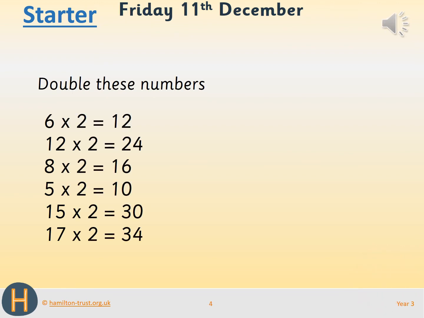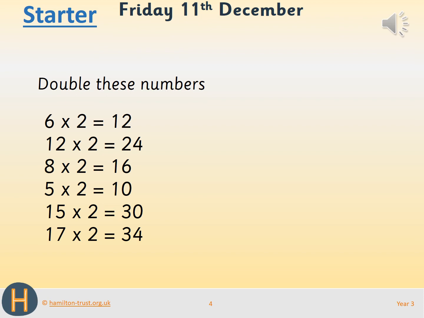Here are the answers for the starter. Remember, doubling is multiplying by 2. So double 6 is 12. Double 12 is 24. Double 8 is 16. Double 5 is 10. Double 15 is 30 and double 17 is 34.